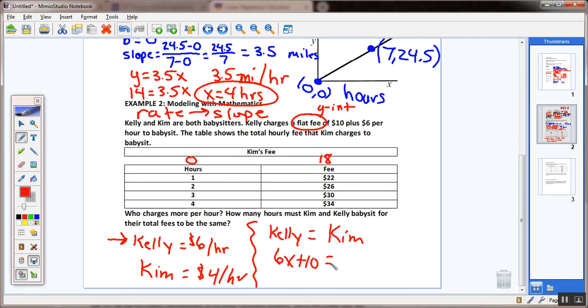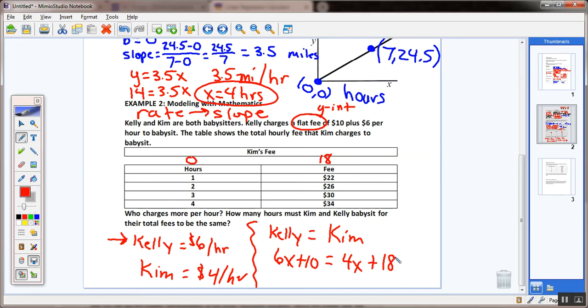Kim would be modeled by, what was Kim's rate? How much did this change each hour? $4. So this is like 4x. $4 per hour. What do we say her flat fee would have been based on this table? At times 0. Show up plus 18.